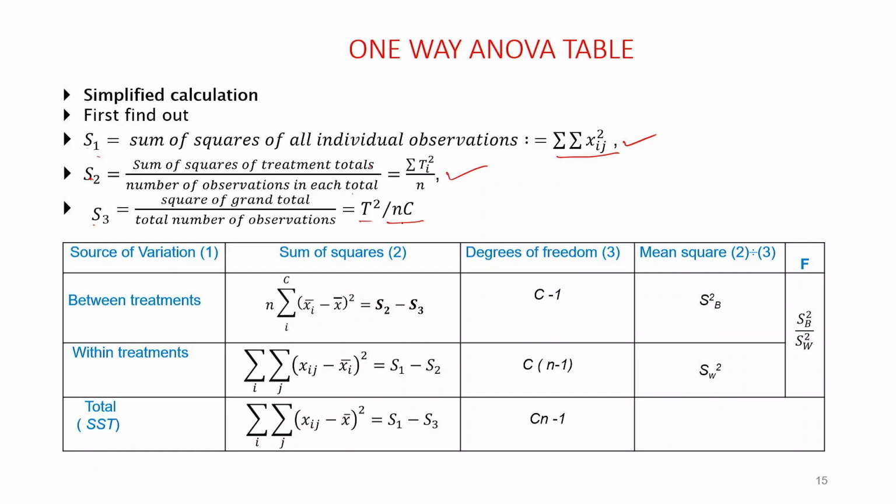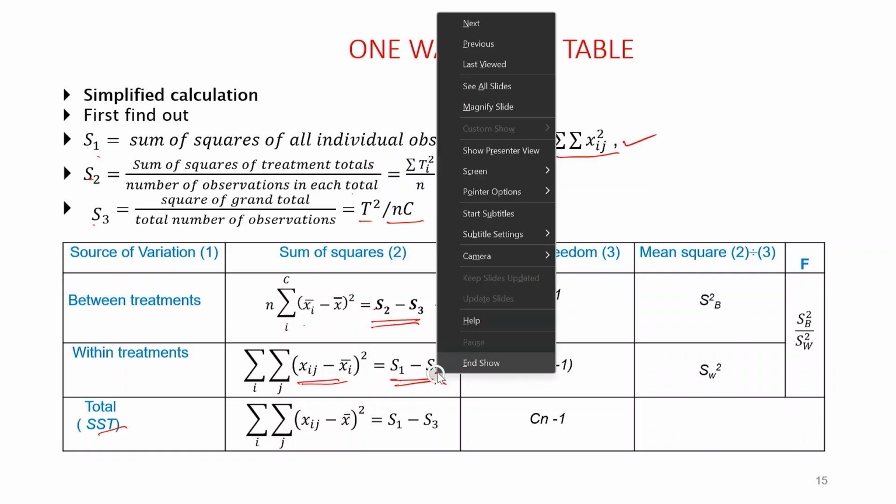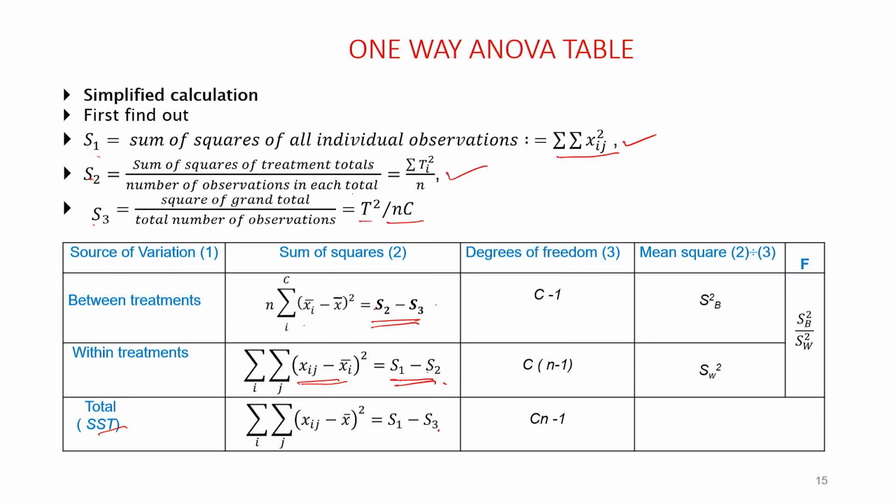So this is relatively simple to calculate when we have a calculator in hand. And in that case, the sum of squares between treatments can be written as S2 minus S3, and the sum of squares within treatments can be written as S1 minus S2. The total is the sum of these two. So if I add this plus this, you see S2 and S2 will cancel, and we will be left with S1 minus S3. So always the last row is the sum of the previous two rows.